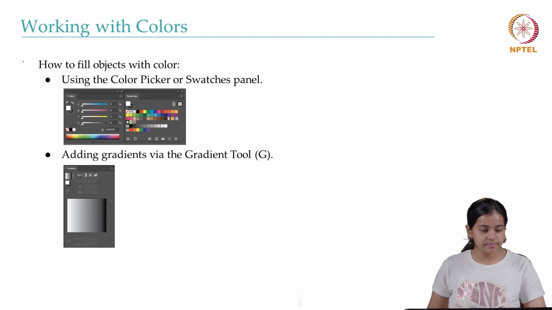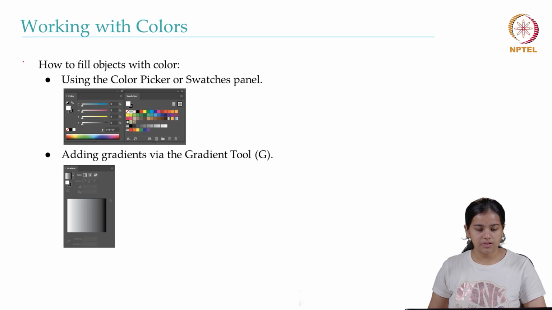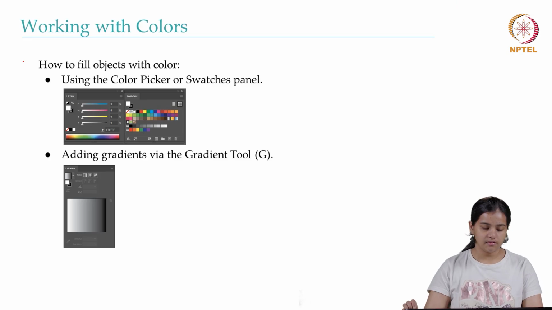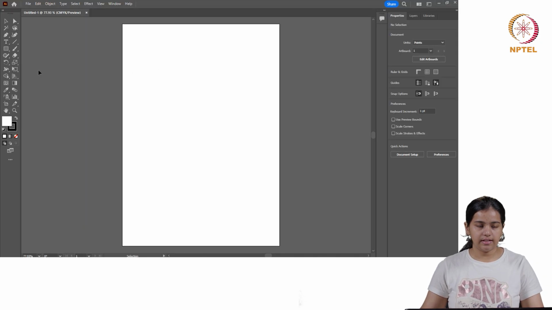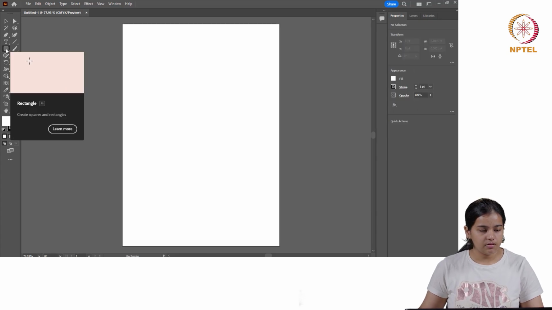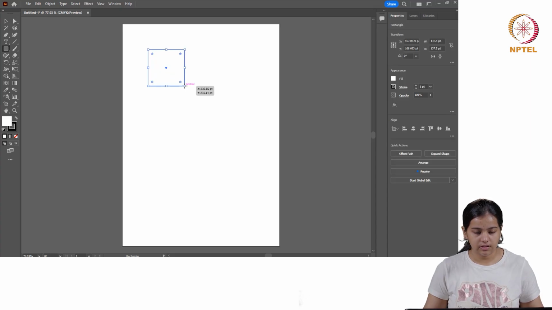Moving on to the colors, you can fill your objects or elements with colors using the color picker or swatches panel. You can also add a gradient using the gradient tool. So, demonstrating in Illustrator, first we can make a shape. I will pick the rectangle. I will make a square by holding shift. Now I will release the cursor, release shift, and this is our square.